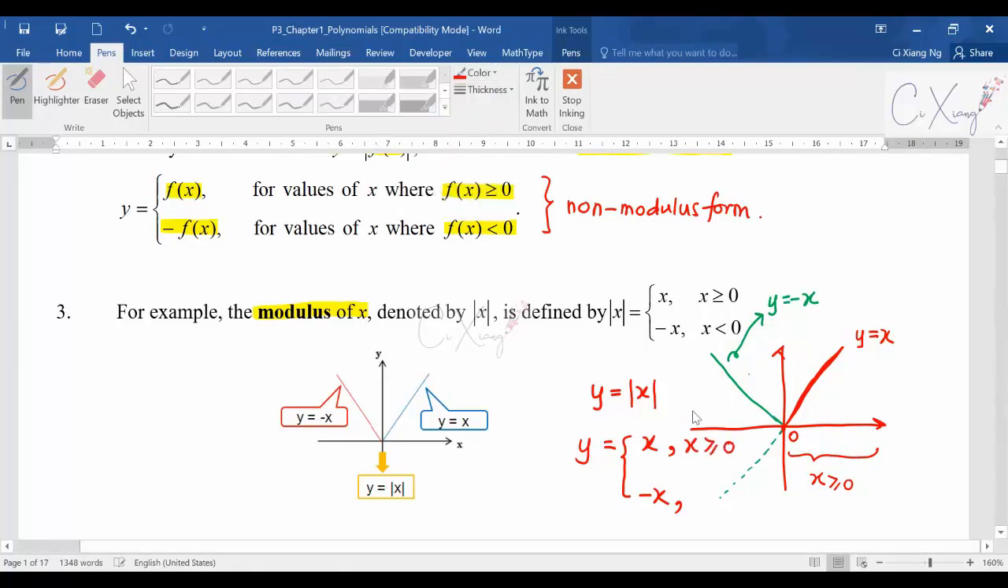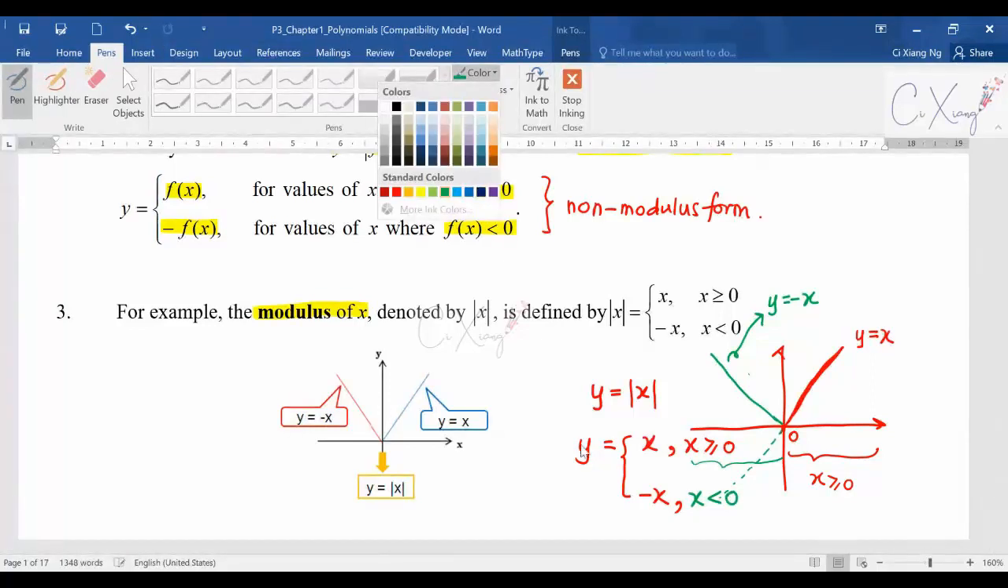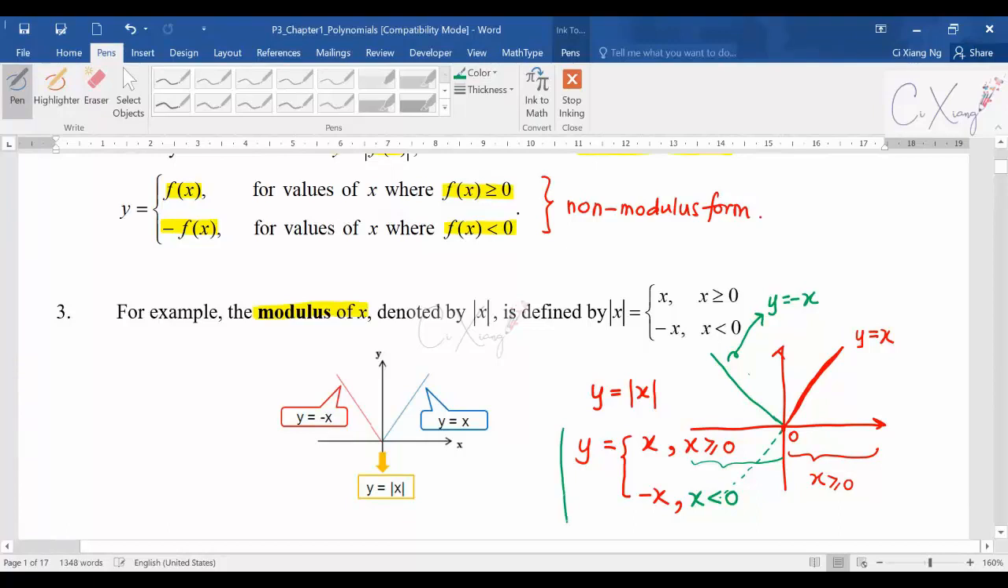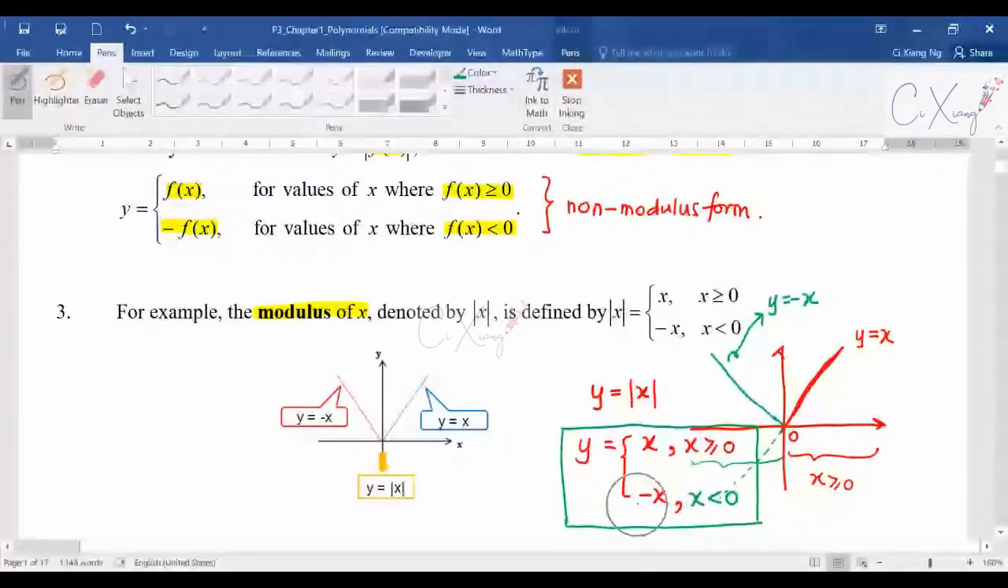And the reflected part is on the left hand side, this one. So it is for x smaller than 0. You can have a look here. This is actually the non-modulus form for y equals to modulus x. So it looks like a V shape for the modulus graph. You need to know how to write it out correctly in non-modulus form. Usually you have one original function, y equals to x, and another one with the negative in front.